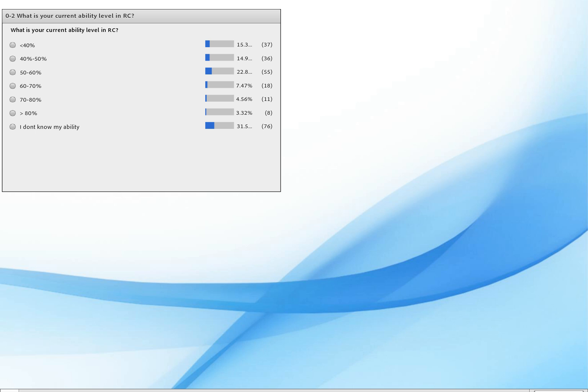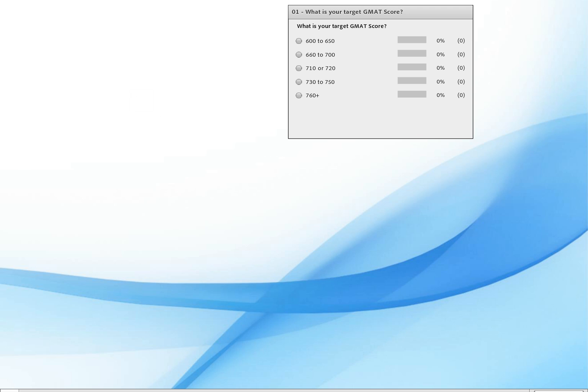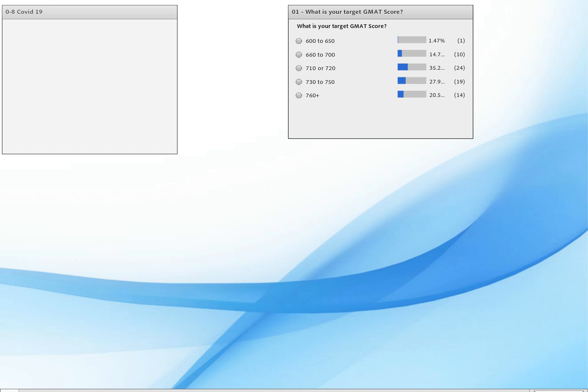And then let's ask a couple of more questions. They are, what's your target GMAT score? And then I think it's pertinent that I ask this question again as to what's the impact of the COVID crisis on your decision to do an MBA.